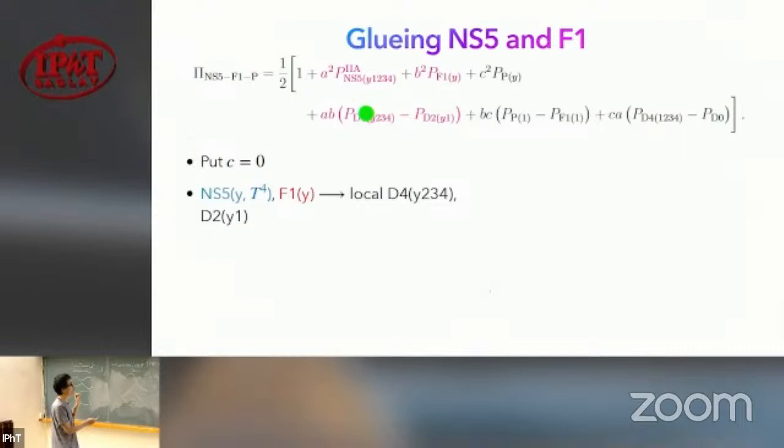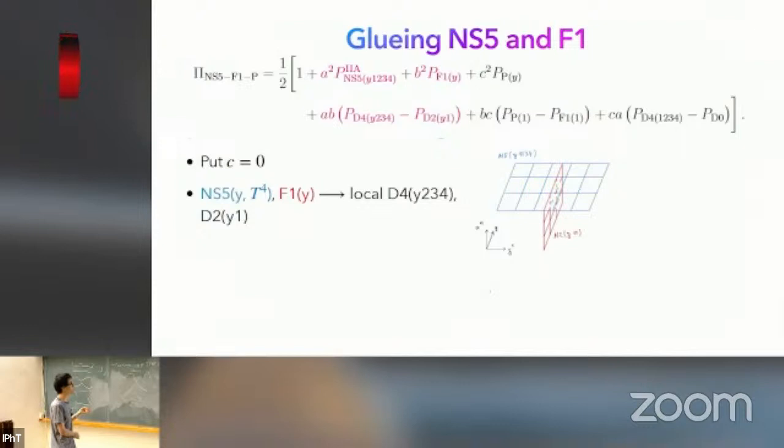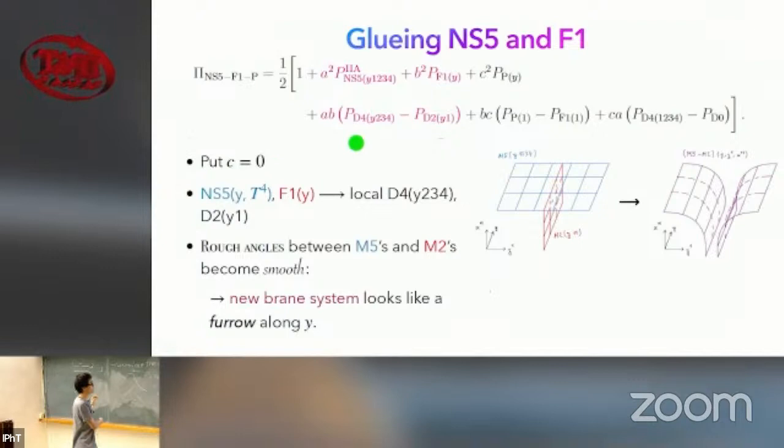What does it mean in M-theory? Well, this NS5 brane can be understood as an M5 brane, and this fundamental string can be understood as an M2 brane. This transition means that the rough angles that you would have with the M5 and M2 would become something smooth. The new brane system looks like a furrow that is along y, where y is the direction here.